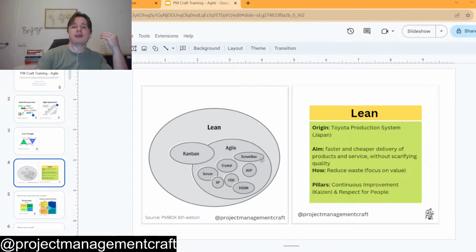This picture gives a very nice overview, and that's why I took it to explain. So what's Lean? Let's talk a bit. Well, the origin of Lean is the Toyota production system in Japan. When I say Toyota production system, it's really Toyota, the company that you are thinking about, the car company.